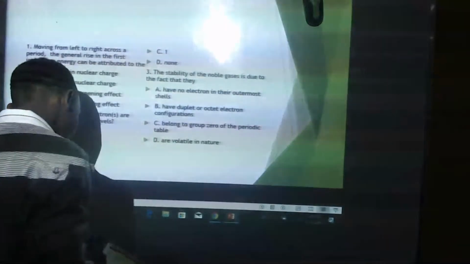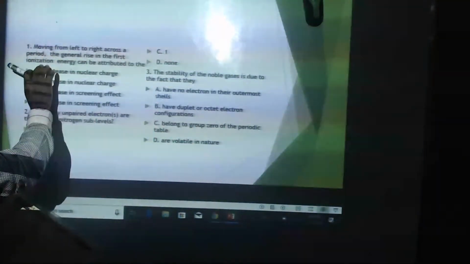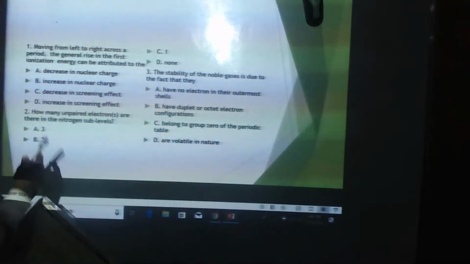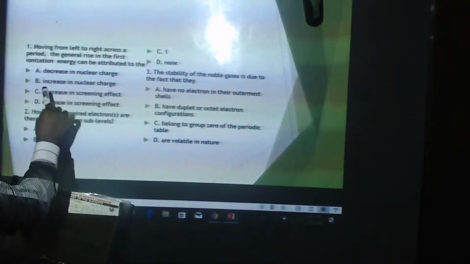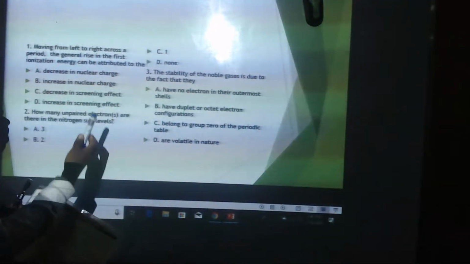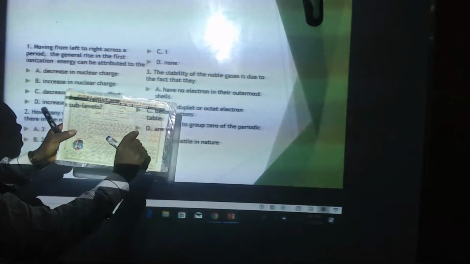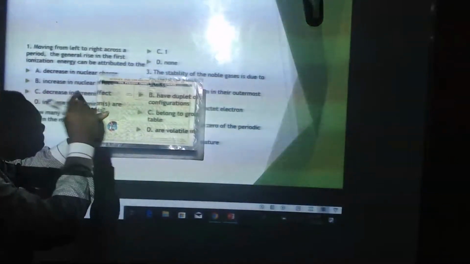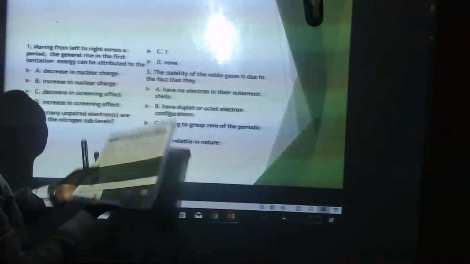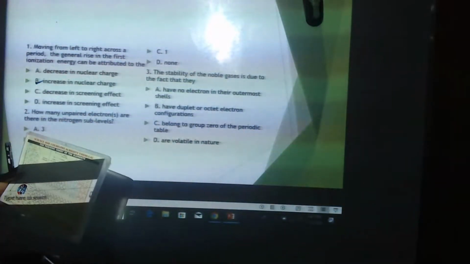Now let's take a look at some questions here. Moving from left to right across the period, the general rise in the first ionization energy can be attributed to what? A is a decrease in nuclear charge, B is an increase in nuclear charge, C is a decrease in screening effect, D is an increase in screening effect. Now, remember I've told you that it increases across the period. So, as nuclear charge increases across the period, the answer here is B.